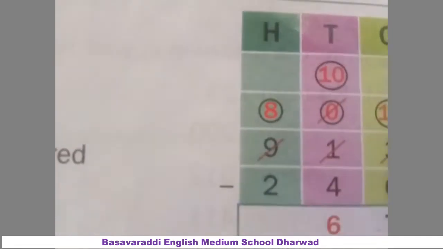Then we borrow from the hundreds place. It gives 1, so 10. Then 10 minus 4 is 6. Here 8 is left. 8 minus 2 is 6. So the answer is 667. Now exercise 4.2.